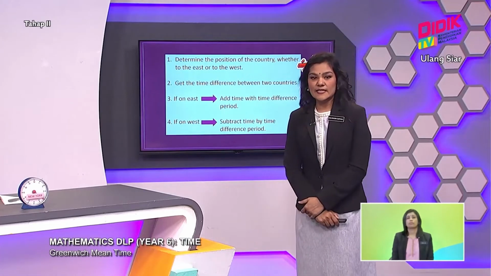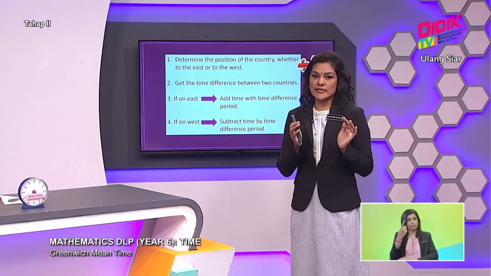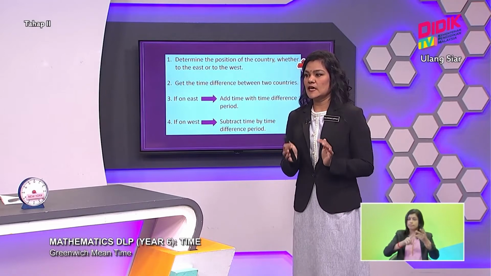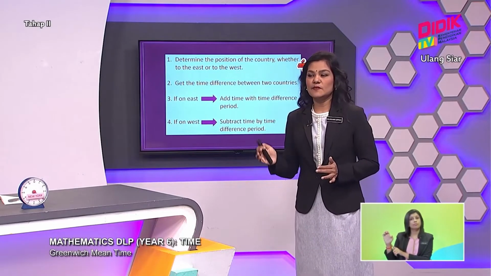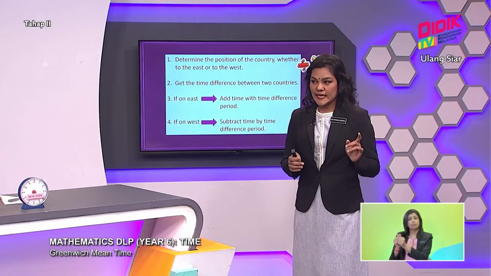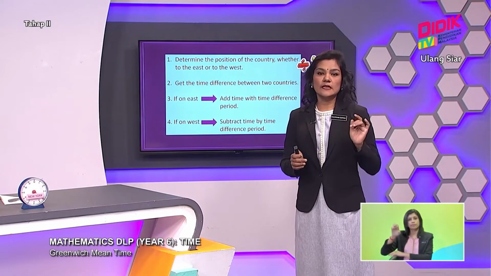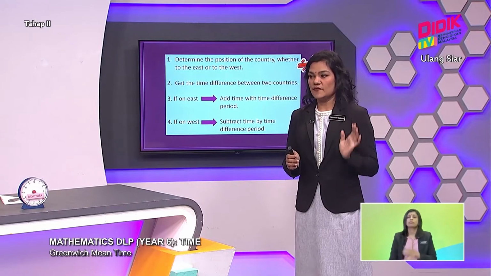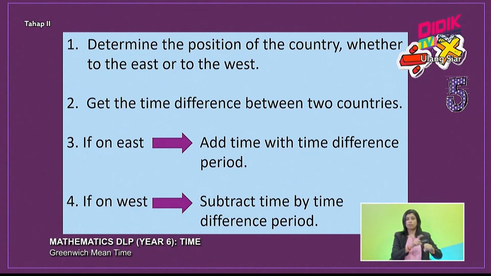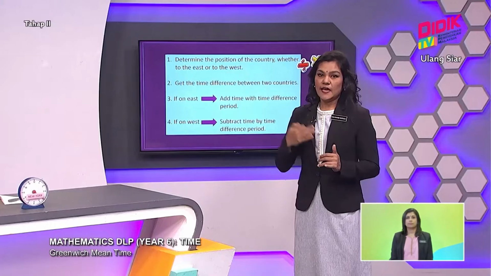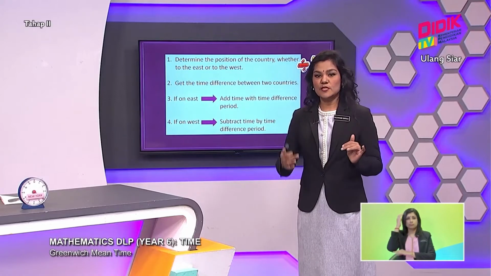Third step, if the country or city is located on the east, you have to add the time difference period to the time. Second condition, if the country or the city is on the west, you have to subtract the time difference period. So to add or subtract, we have to know the time difference, then only can you proceed. And for that, you must know the position of the country.